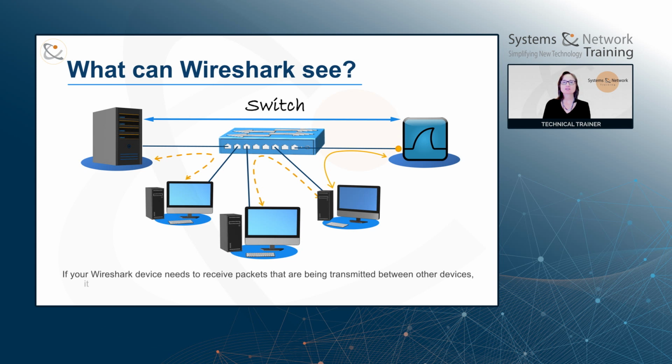If your Wireshark device needs to receive packets that are being transmitted between other devices, it is possible to do some configuring on network devices such as switches in your network to allow that to happen. But this requires access to those networking devices.